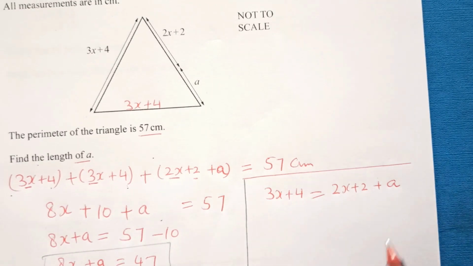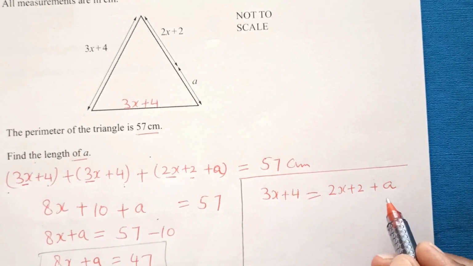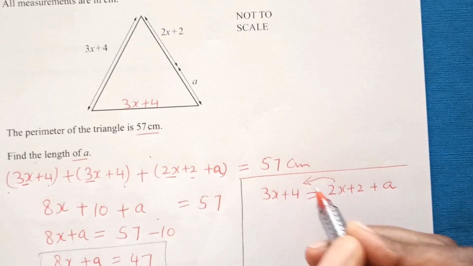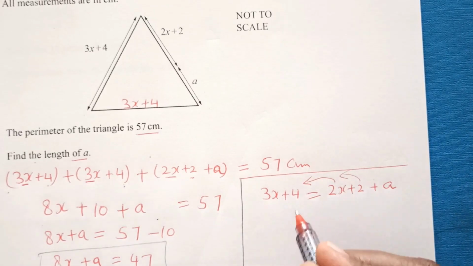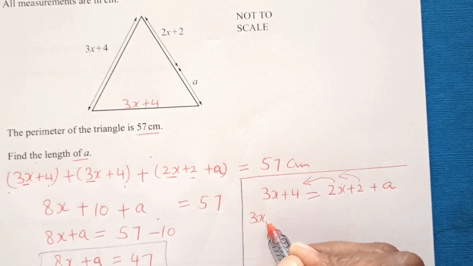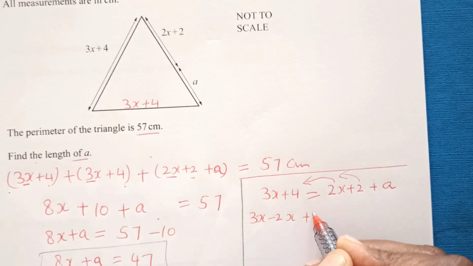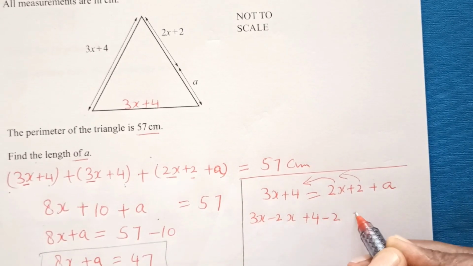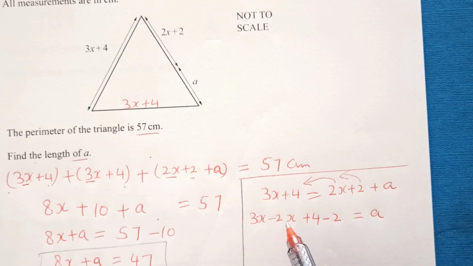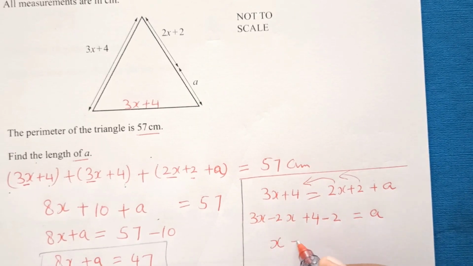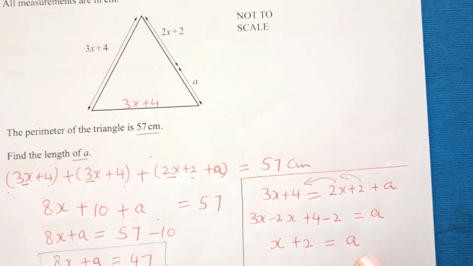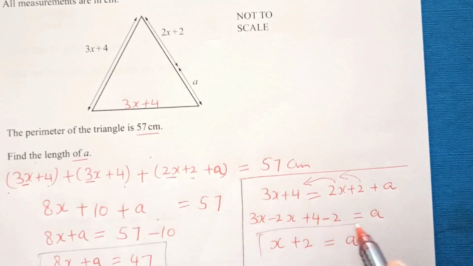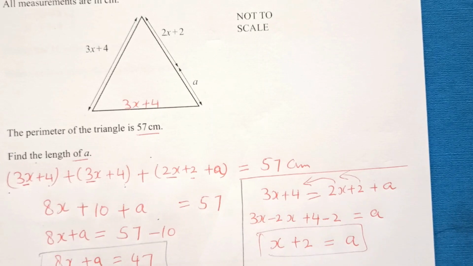Now from here we can find the value of a. Shift 2x and 2 to the other side. So 3x minus 2x, then plus 4 minus 2, is equal to a. So 3 minus 2 is 1, this is x, plus 2 is equal to a. So we have this value of a, and we have this equation here.